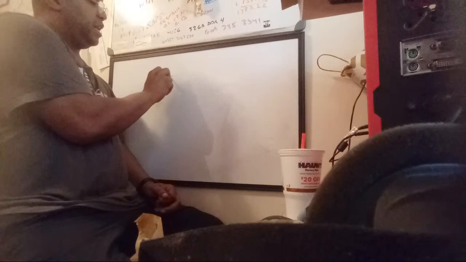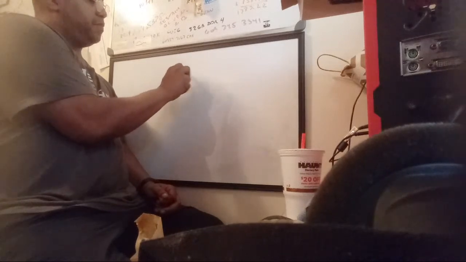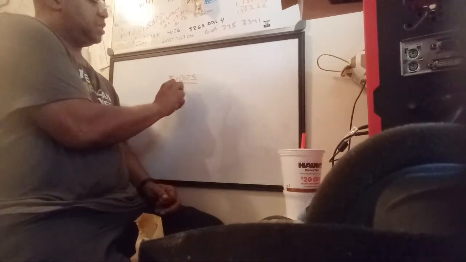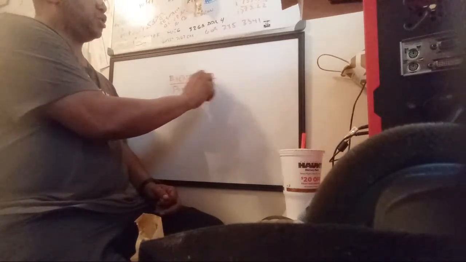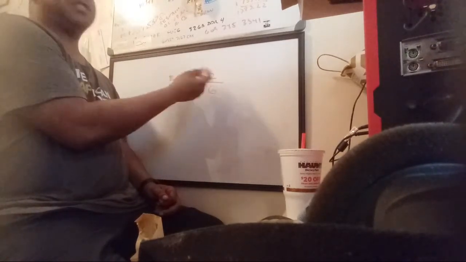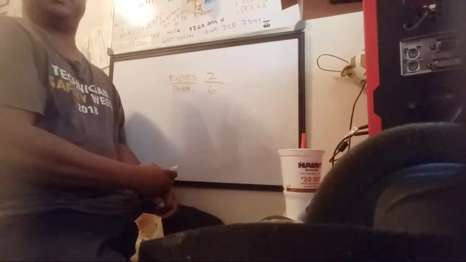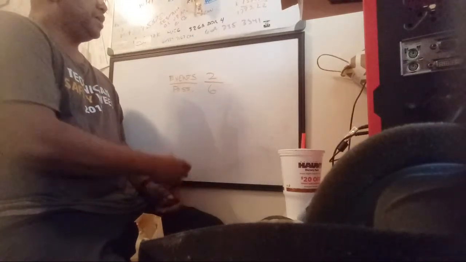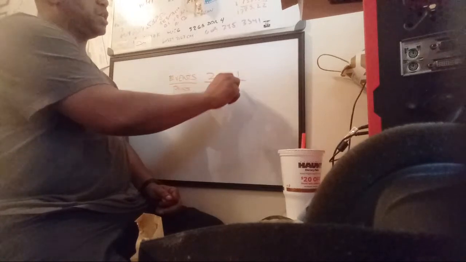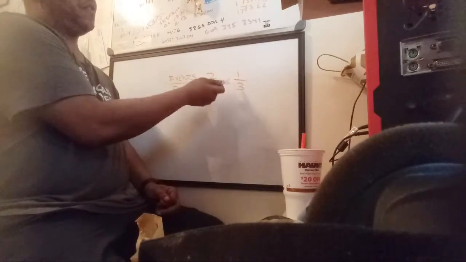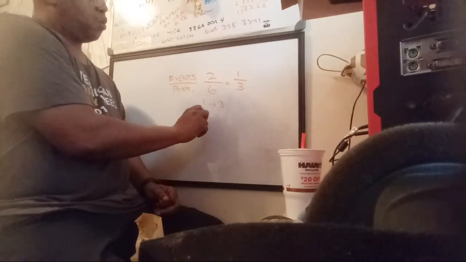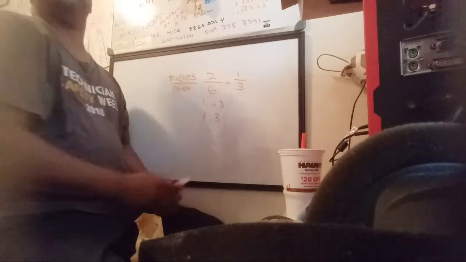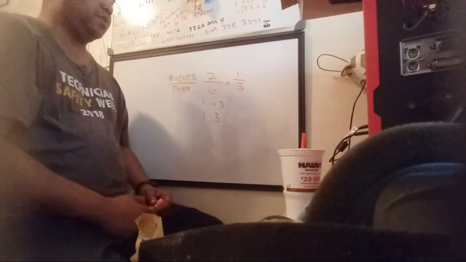So like I said, it's events over possibilities. You have two events, 3 or 4. That's 2. And it could possibly land on any of 6 sides. So we reduce it like a fraction. You could say 1 in 3 chances, or you'll see 1:3. Means the same thing.